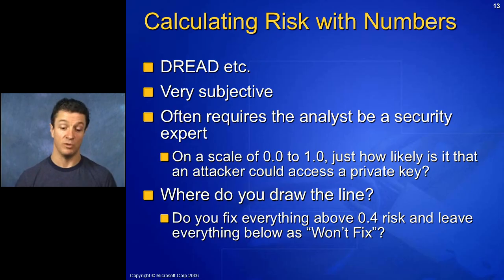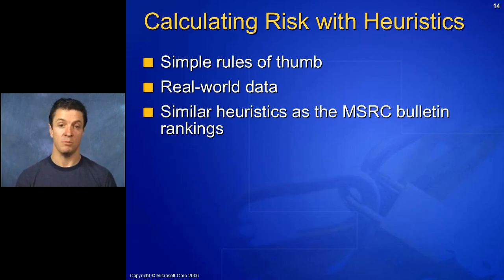And so what we're doing is moving away from using numbers to using a more heuristics-based mechanism, which is based on real-world rules of thumb. And we've derived these heuristics from the Microsoft Security Response Center rankings. So this is actually described, again, in the book. I think it's in Chapter 9 on the risk analysis chapter.